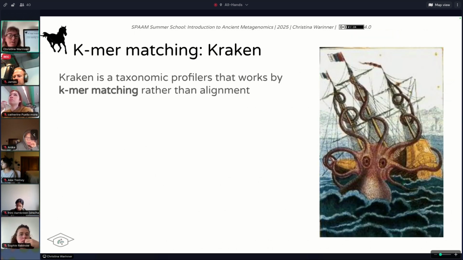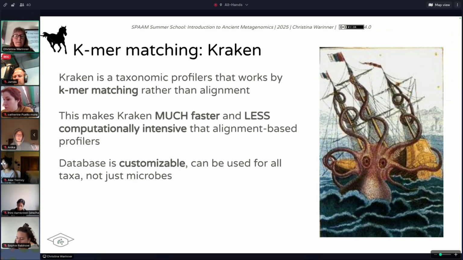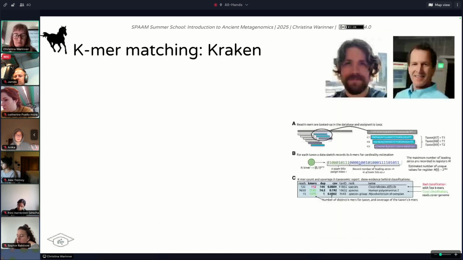Next, we're going to talk about Kraken. Kraken uses a very different approach. It uses a k-mer matching approach. So it does not use alignment. And because it's using k-mer matching, this makes Kraken much faster and much less computationally intensive than alignment-based profilers. Its database is customizable. It can be used for all taxa, not just microbes.